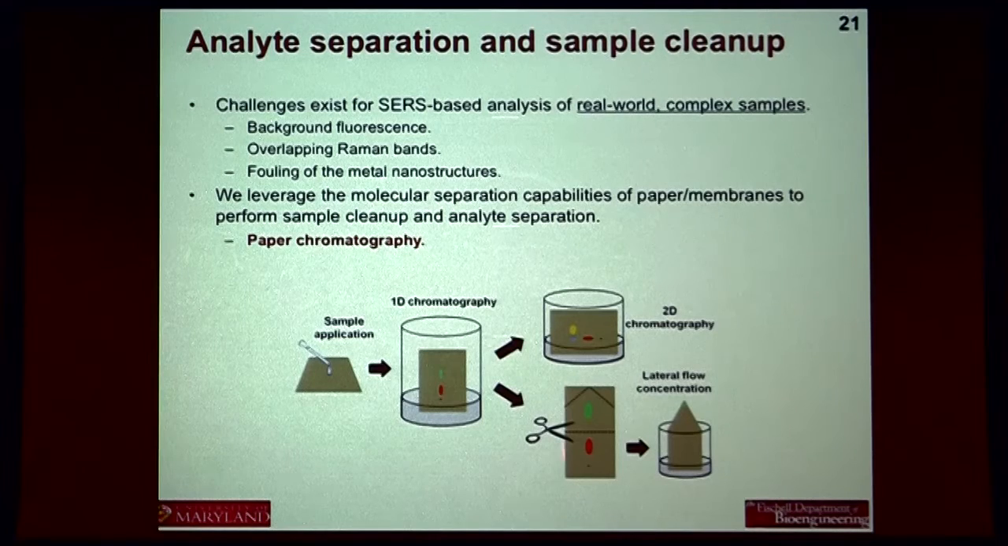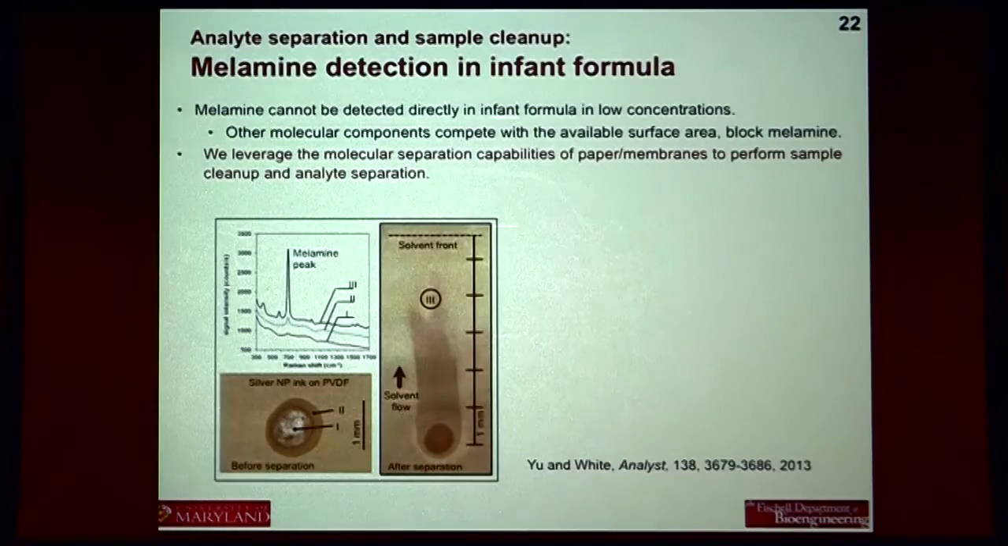So we can apply a sample, do chromatography to separate out various components, even do 2D chromatography if we need to, and then dice up that device, do the concentration, the detection. So two quick real-world examples to illustrate this. So you might remember a few years ago the big melamine problem in China, when some children were getting sick and dying from infant formula that was spiked with melamine. So melamine can certainly be detected with traditional chemical analysis techniques, but the most expensive part is the sample cleanup, getting the melamine separated out from the proteins, the lipids, and the milk.